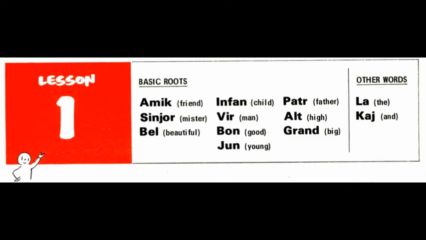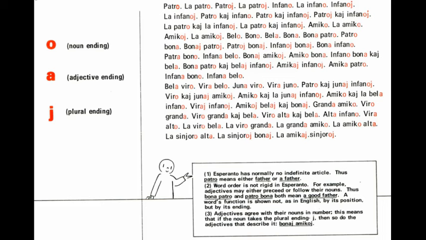There are also two other words, la, which means the, and kai, which means and. In order to form words from roots, we use endings. You will find three of these endings on the left-hand side of your page. They are o, which is the noun ending, a, which is the adjective ending, and i, which is the plural ending.